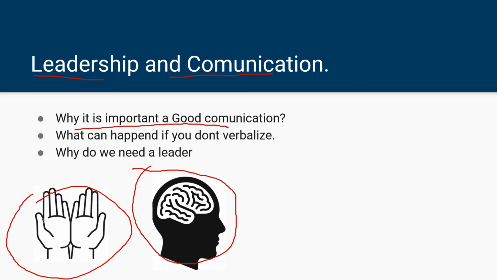Because alone we cannot work in this kind of situation that are emergencies, that we need to act fast and think fast. What can happen if you don't verbalize? The others cannot read your mind. So you need to say the things that you are thinking. And why do we need a leader? Because we need someone who distributes the functions, who gives the orders. If no one is a leader, we can have problems.